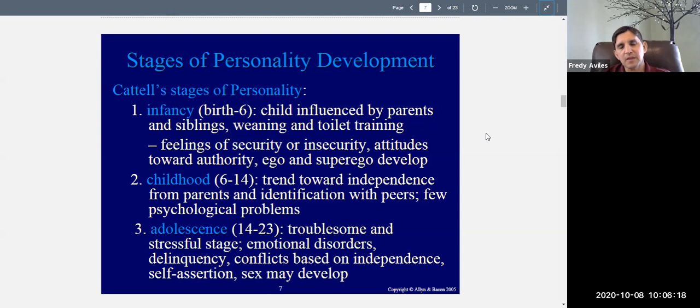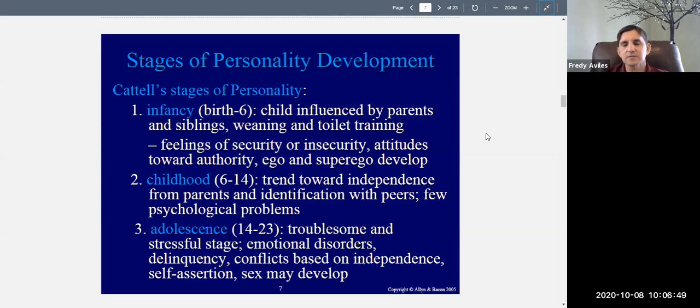You can have feelings of security or insecurity, depending on how good of a job the parents do. We talked a lot about things like that. It affects your attitudes toward authority. We talked about that, how if you have good relationships early on, you're more likely to have good relationships down the road. The ego and the superego develop, okay? The ego, remember, is that sense of, that means I or me, right? That's the part of you that thinks, right? Toward the later part of infancy, that's when you really understand that you're something different from others, right?